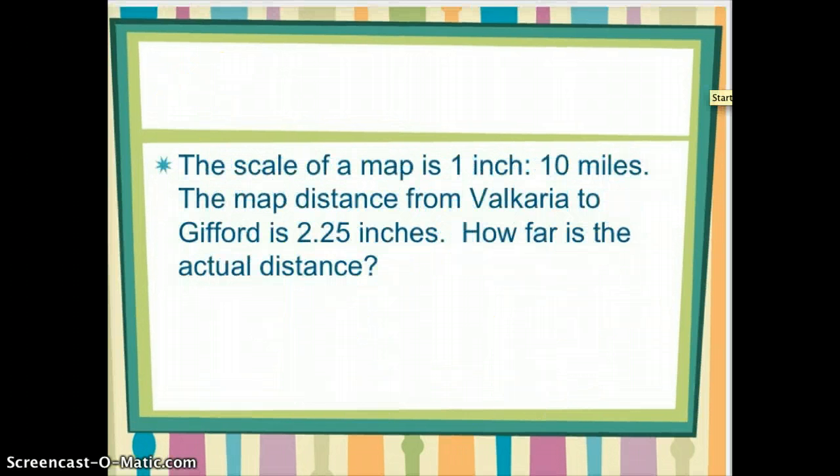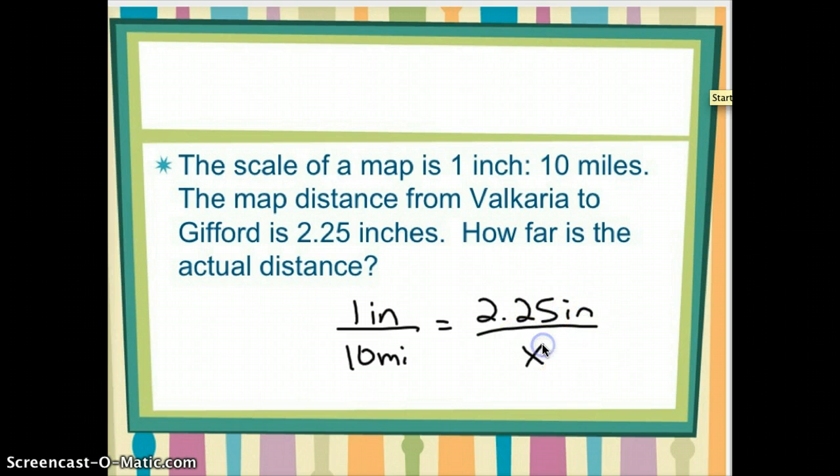All right, let's look at this one, which is a map. Okay, if you're reading a map, a lot of times you see the scale of a map written on the bottom of it here, and it says 1 inch represents 10 miles. So the map distance from Bulgaria to Gifford is 2.25 inches. How far is the actual distance? So again, you can solve this in many ways, but one way might be to set up a proportion that 1 inch represents 10 miles. So you want to know 2.25 inches, how much that represents in miles.